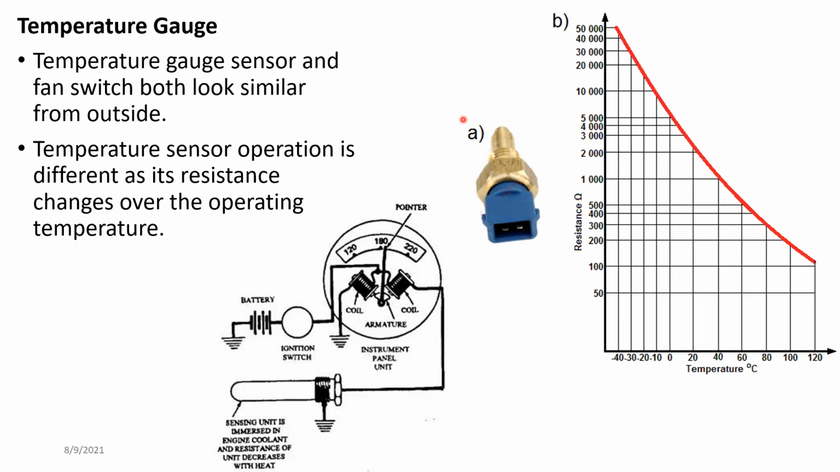So gauge-wise, the operation is very similar to what we discussed last time, because of the variable resistance, the magnetism changes around here. The pointer actually moves left or right based on that. So here the material used inside actually changes the resistance based on the temperature. That's how it actually works.